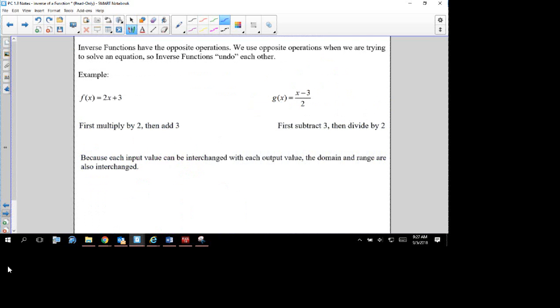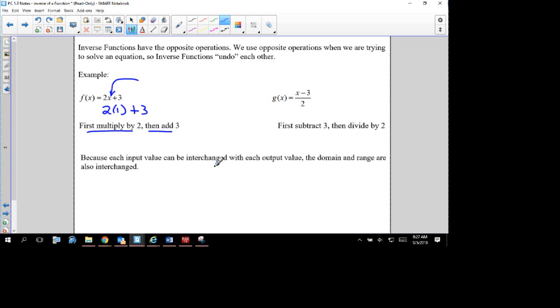So the next stuff you don't have to write anything for, but it's just talking about how we could tell that these equations are inverses. So here's two equations that are inverses of each other. If I were asking you what is being done to the x in this equation, you would say, first, you multiply by 2, then add 3. So if I gave you an x value like 1, you would first do 2 times 1, then add 3, right? First multiply by 2, then add 3.